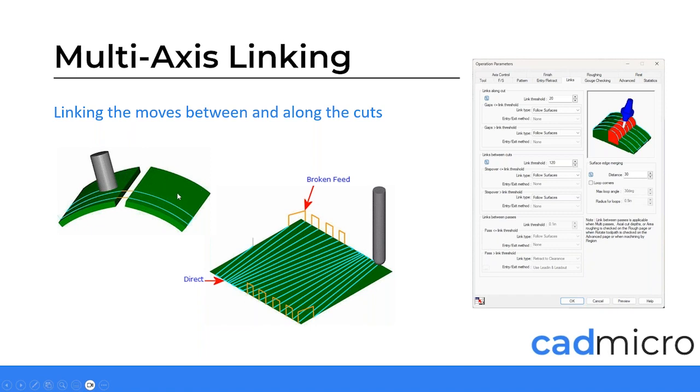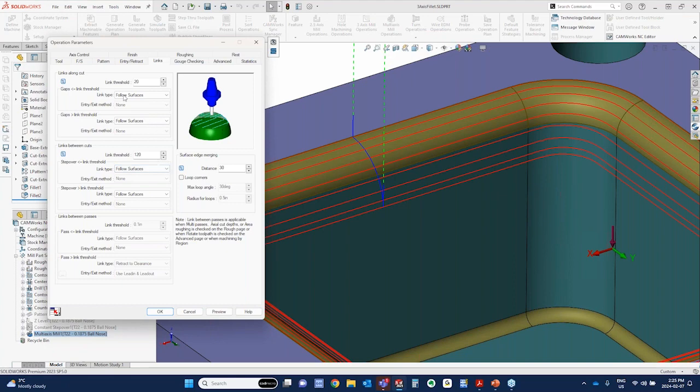So there's quite a few different options that allow us to adjust what we're actually setting for those links. So links along cut and links between cuts, and that's how it's separated within the multi-axis toolpath.